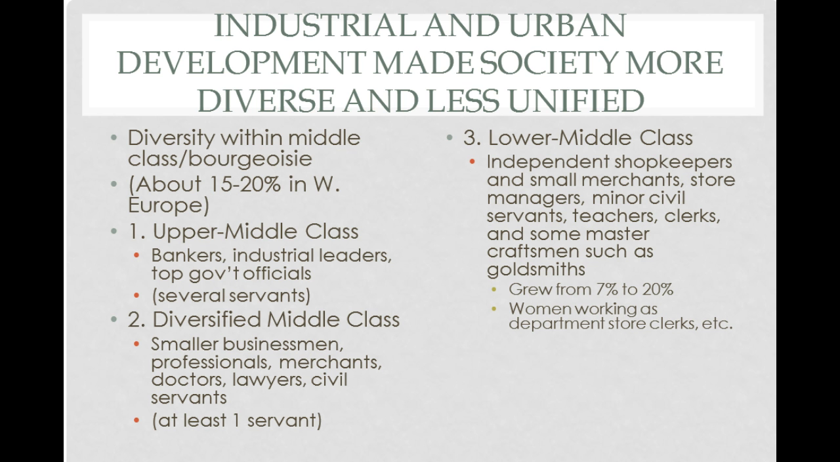And then we've talked about our lower middle class, tier 3, our petit bourgeoisie. They are independent shopkeepers and small merchants. They're also our store managers, minor civil servants, teachers, clerks, and some master craftsmen, such as goldsmiths. So I would have fallen in this category. You wouldn't see me with a domestic servant because they wouldn't have been able to afford one. But they grew from about 7%, our petit bourgeoisie, to 20% in 1900. And we're going to start to see women join this group in department stores, stenographers, secretaries, roles that unfortunately won't shake as traditional female jobs even to today in lots of places.